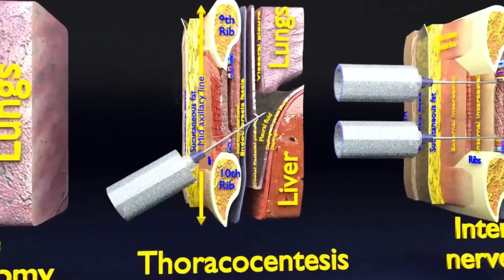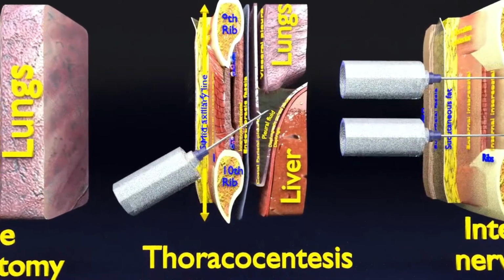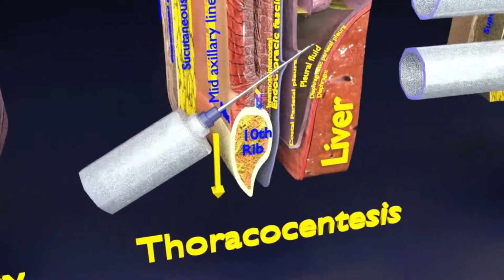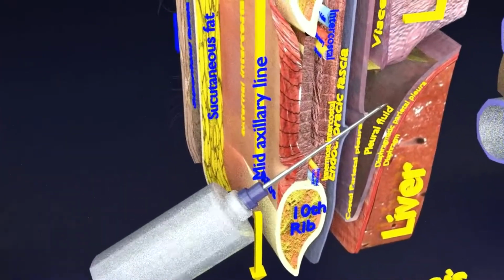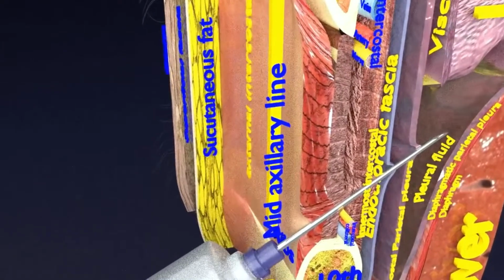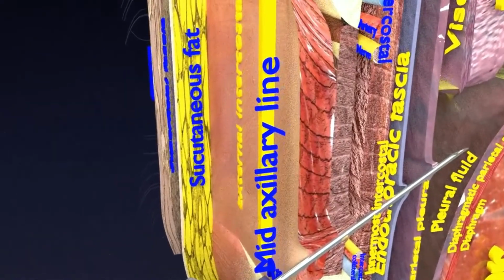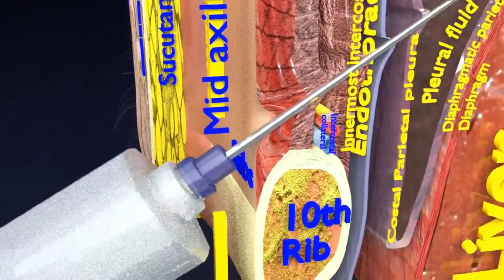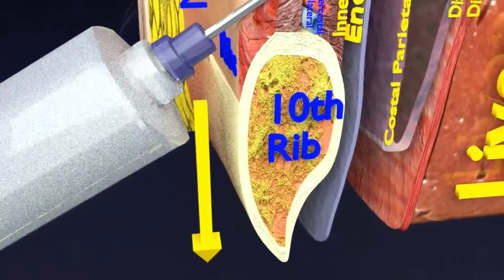Now you will see thoracocentesis. The question is, what is thoracocentesis and why is it done? Thoracocentesis is a procedure to remove fluid around the lung. It is done in conditions such as pleural effusion, infection, bleeding, collapsed lung, and cancer.